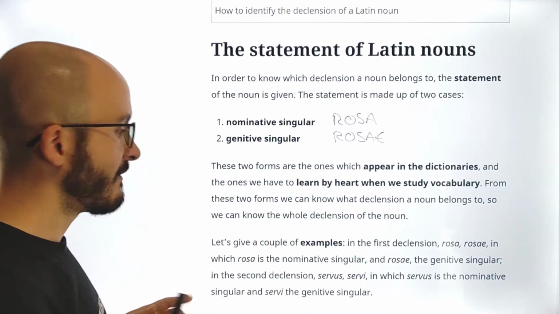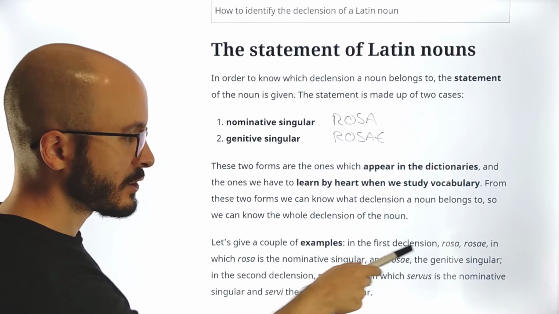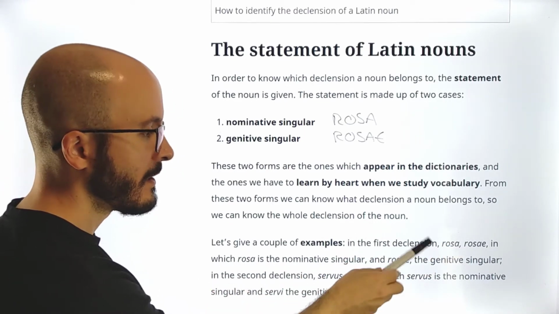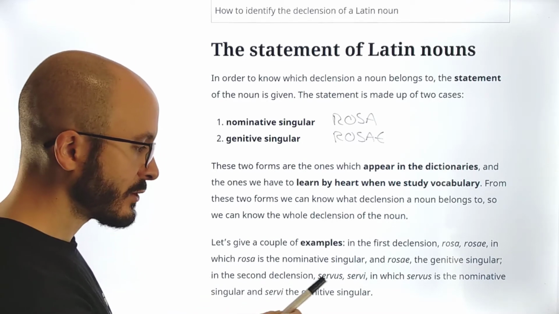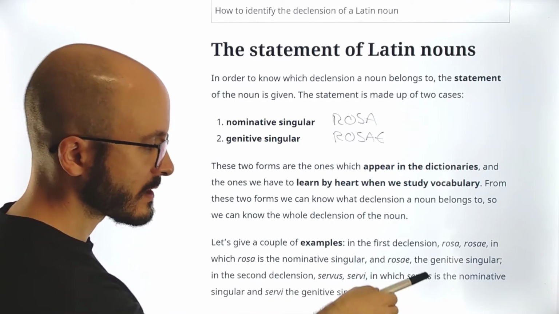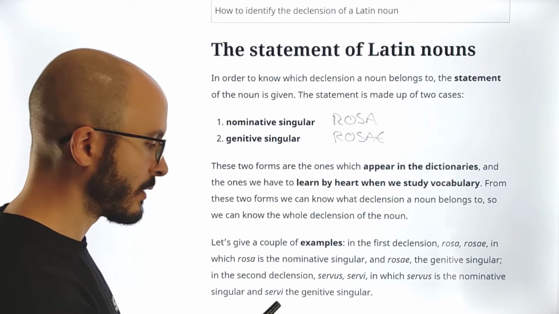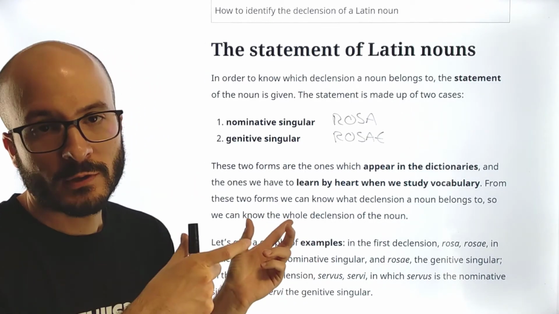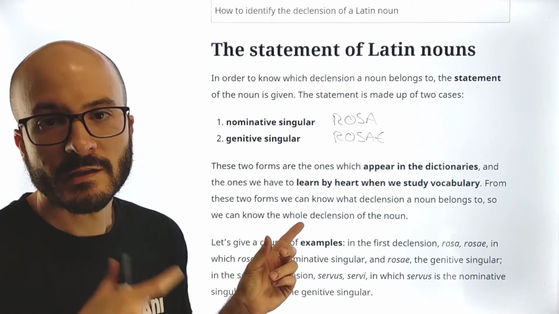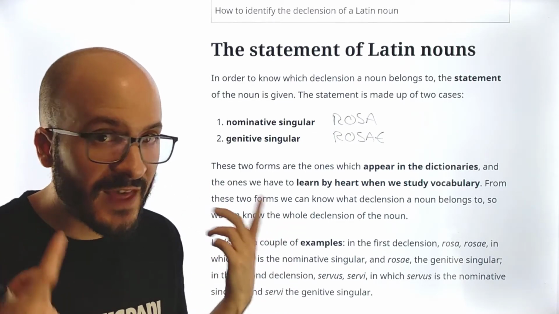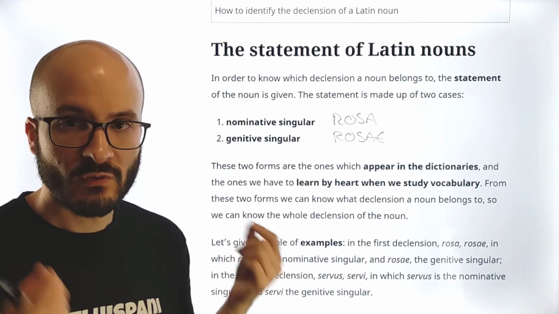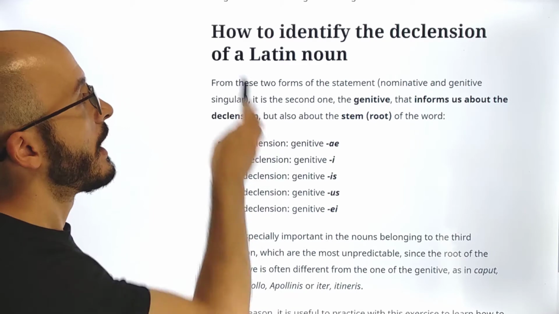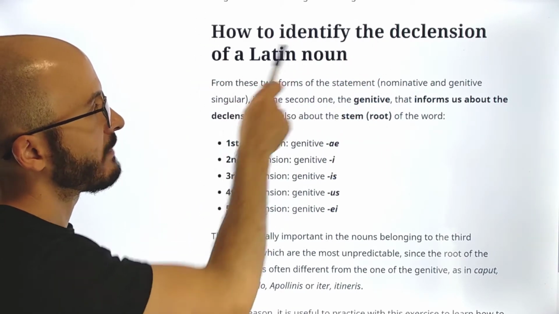So, let's give a couple of examples. In the first declension, rosa, rosae, in which rosa is the nominative singular and rosae the genitive singular. In the second declension, servus, servi, in which servus is the nominative singular and servi the genitive singular. Then I said also homo, hominis. Homo is the nominative, hominis is the genitive, etc. And that is the statement of a noun. And now we will see why this is important: how to identify the declension of a Latin noun.